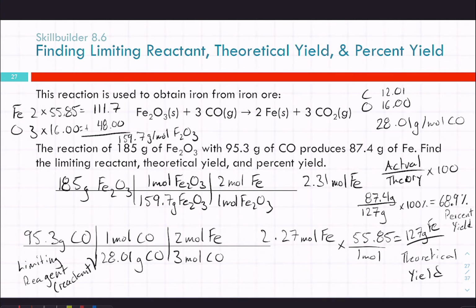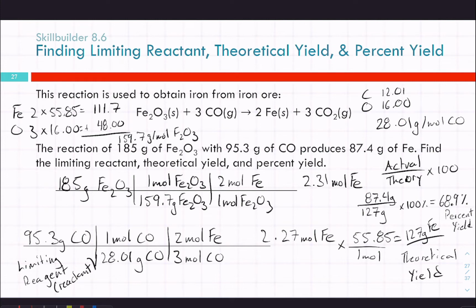On the test, will it be more specific on the top? Yeah. I'll say that this reaction is used to obtain iron from iron ore. If the actual yield is 87.4 grams of iron, what is the theoretical yield if the amounts of iron oxide and carbon monoxide were this and this? That kind of thing. Not a huge fan of this wording, but it makes a good point.